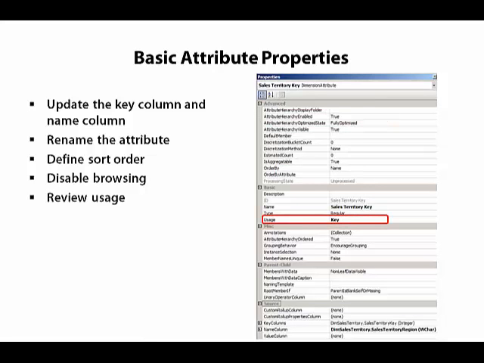Usage is an important property, but not one that you probably need to change because it's usually auto-detected properly. There can be only one attribute that has a usage value of key, and that would be the attribute that's associated with the column identified as the primary key. Otherwise, the value here will be regular, unless it's a parent-child hierarchy, which we'll learn more about later in this module.